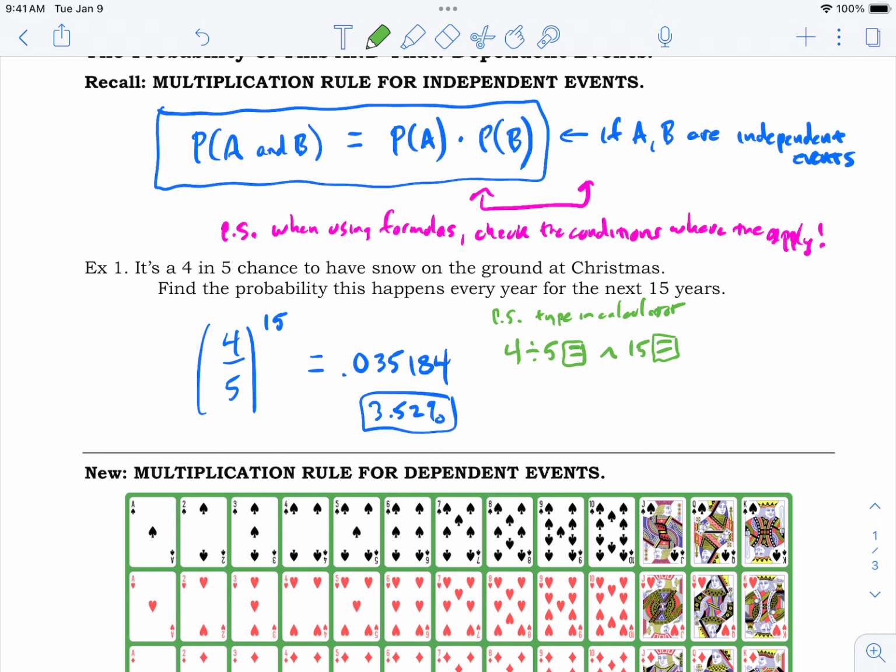Now, you could also, if you like the parenthesis buttons, do parenthesis 4 divided by 5, close parenthesis, and then raise to the 15th power and hit equals. So if your calculator has parentheses on it and you like parentheses, you could do that. Notice something though. 1, 2, 3, 4, 5, 6, 7, 8, 9 keystrokes.